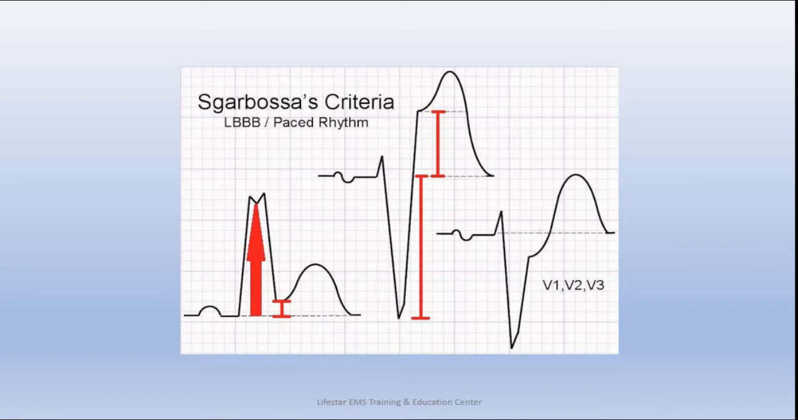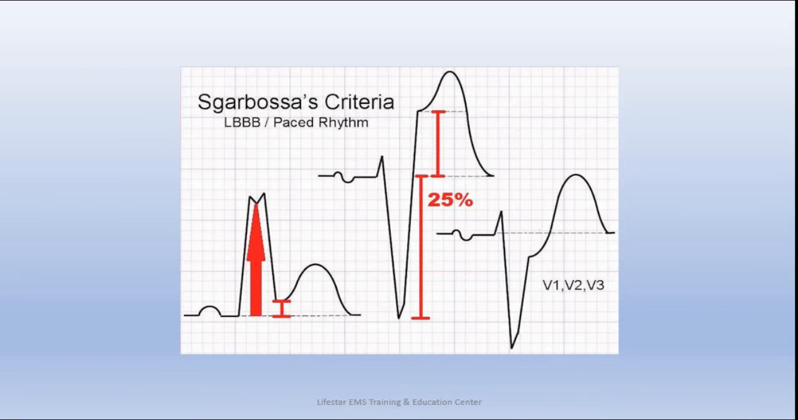And Smith suggested, started at 21, but now it's 25% of the depth. So if this discordant ST elevation is more than 25% of the depth of the S wave, that is considered excessive discordant ST elevation, and that is a predictor for STEMI.